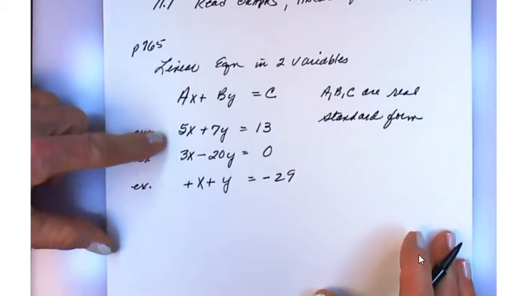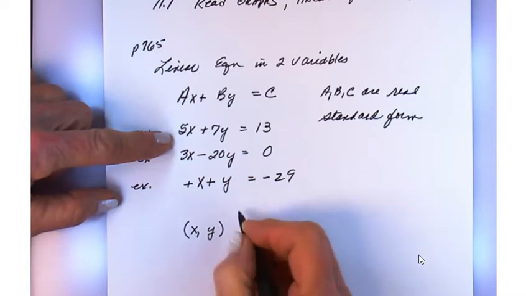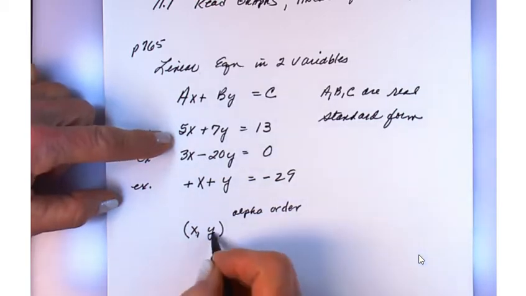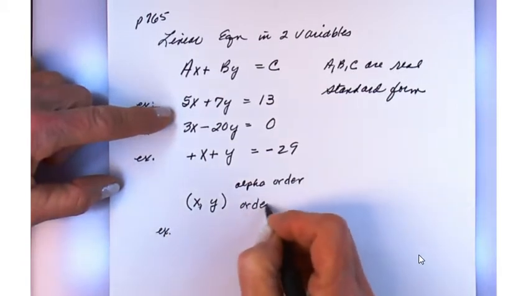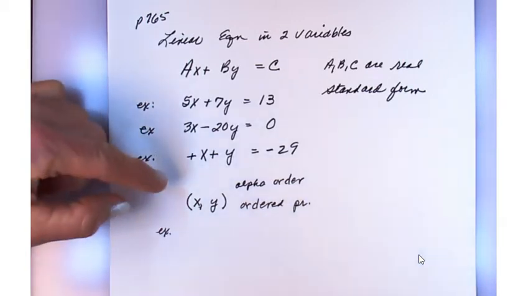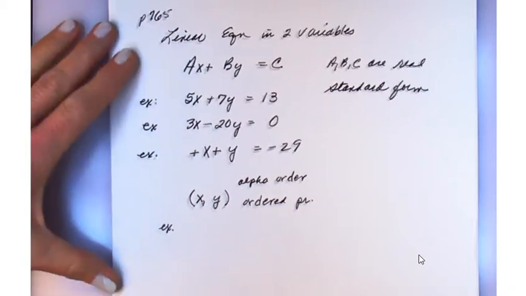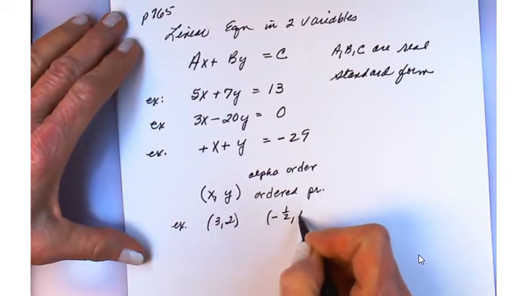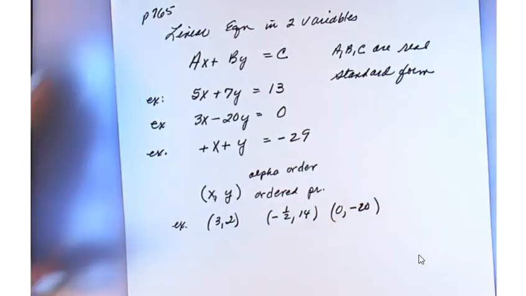This is the first time you're looking at two variables, and our two variables are x, y. They're always in alpha order. The x is first, the y is second. Okay? And this is called an ordered pair. It's called an ordered pair because it has to be in that order of x first and y second. So that's what we'll be looking at, our ordered pairs. Examples of ordered pairs would be something like 3, 2, minus 1/2, 14, 0, minus 20. All of these are ordered pairs.